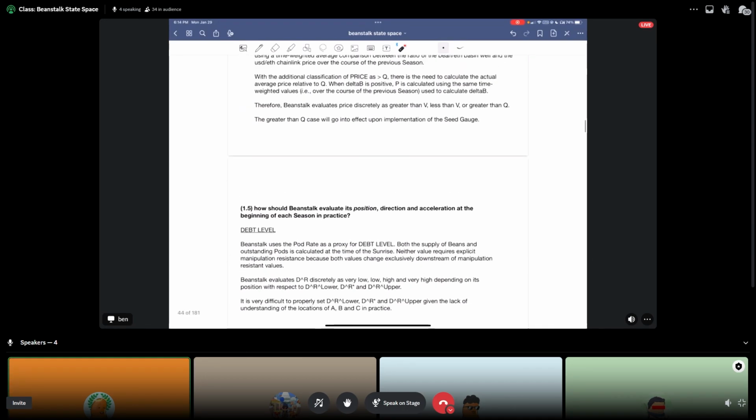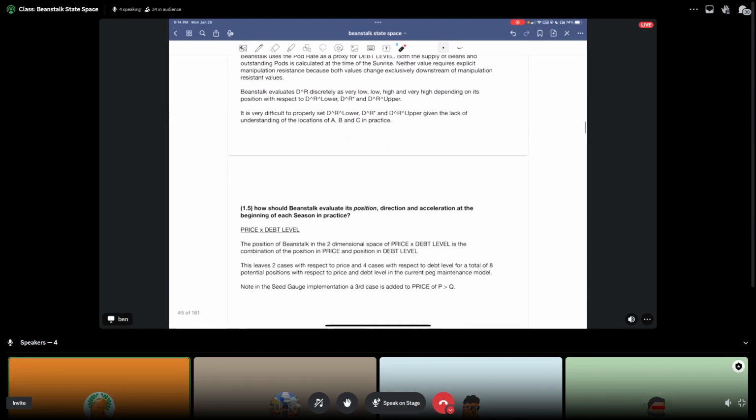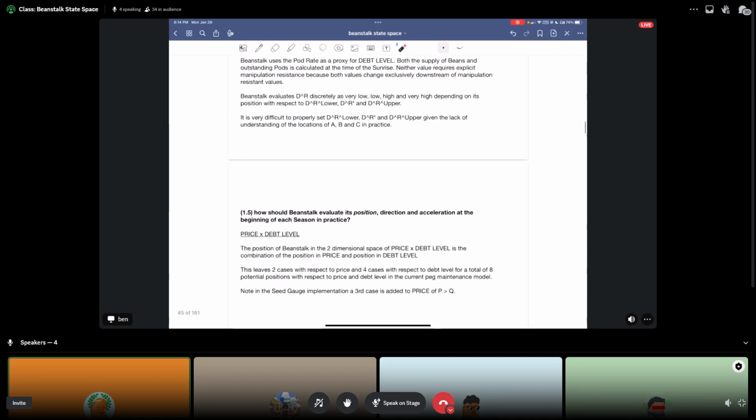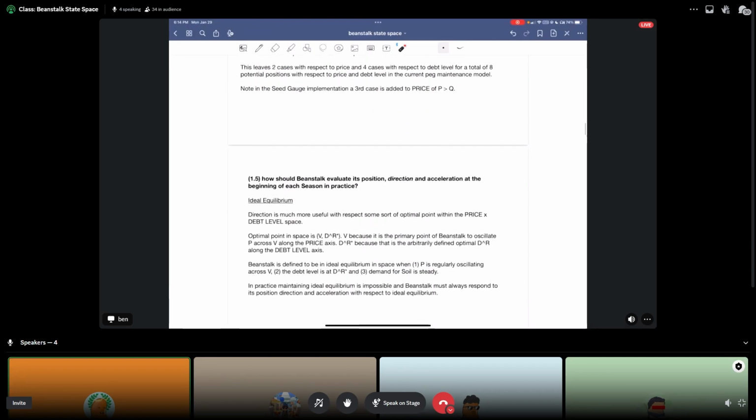Okay, so given that this is how we're analyzing them in one dimension each, what about 2 dimensions? It's the composite of the 2. So we have 2 cases for price right now and 4 cases for debt level. In the future, we'll have a 3rd case for price. And now the question is, well, Beanstalk is evaluating its position, direction, and acceleration. Well, with respect to what?